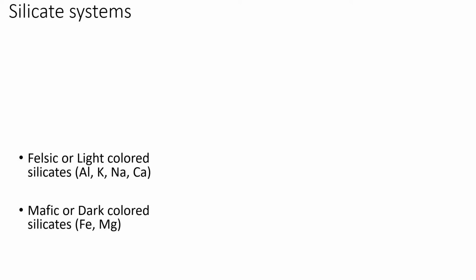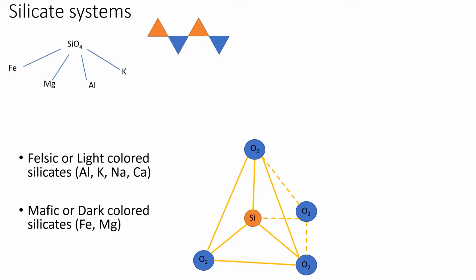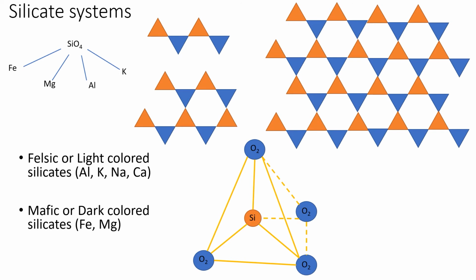So silicate systems, you're going to have two different types. All silicate systems have the silicon-oxygen tetrahedron known as SiO4, and the net charge of silicate tetrahedron is 4-. Tetrahedra can share oxygen. When they do, they come together and will form chains, double chains, and sheets. Okay, and then they'll eventually get to a three-dimensional network.